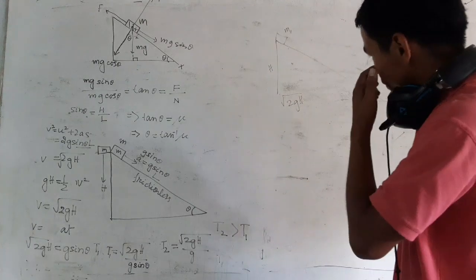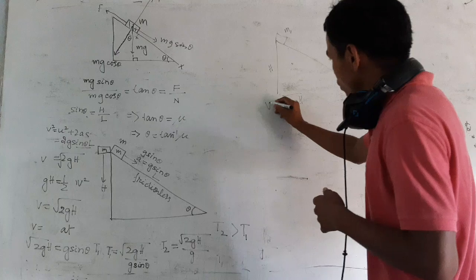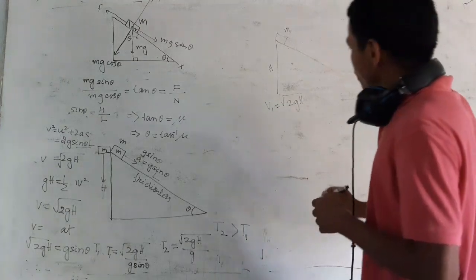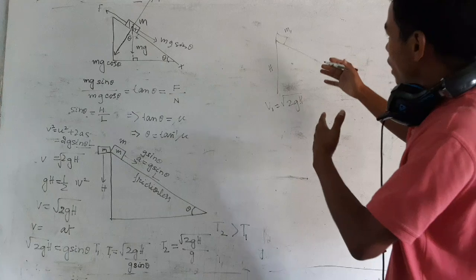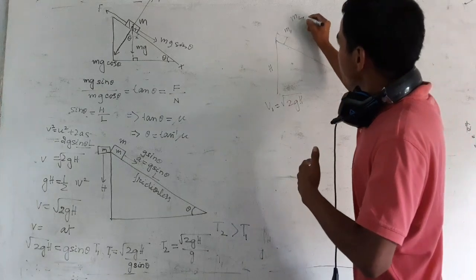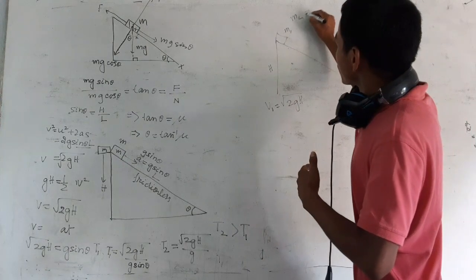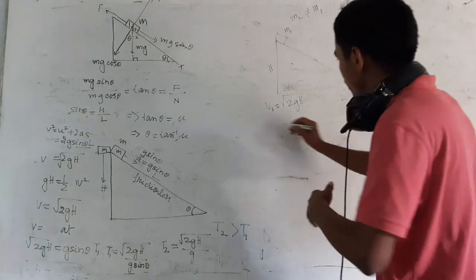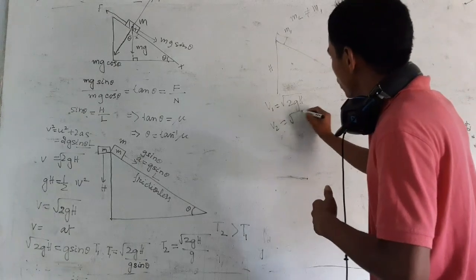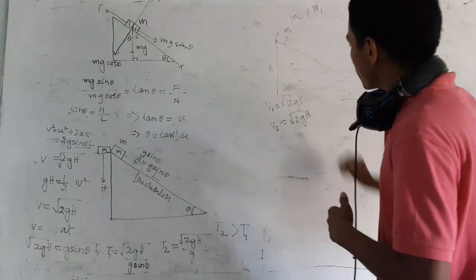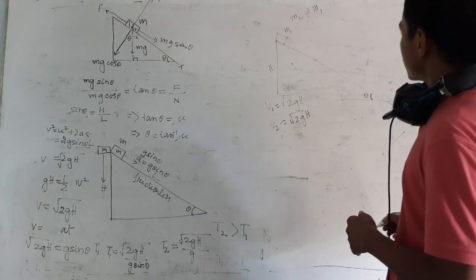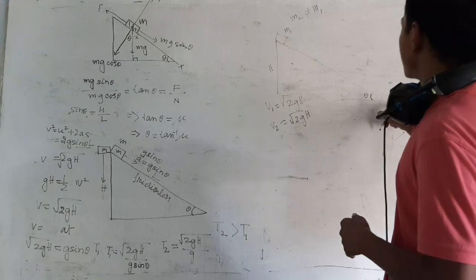Final velocity is equal to root over 2gh. Again, when I made to slide down another mass, m2, m1 is not equal to m2, it also hits the ground with the same velocity, root over 2gh. Okay, the question is, which one will slide down faster to hit the ground?